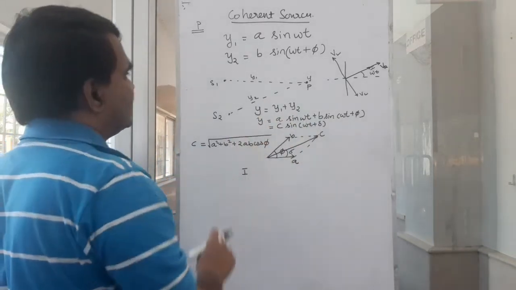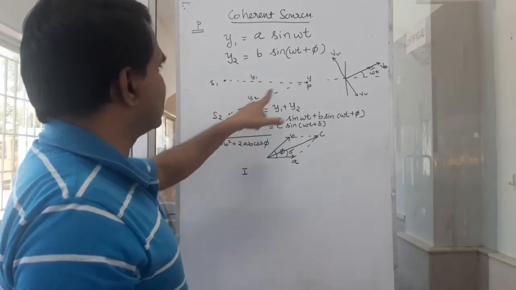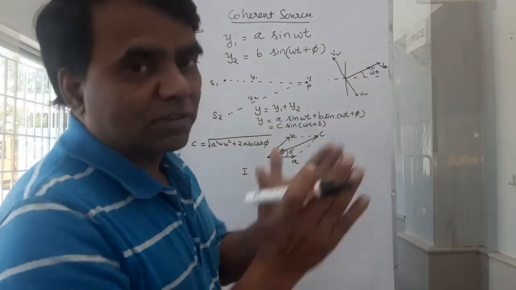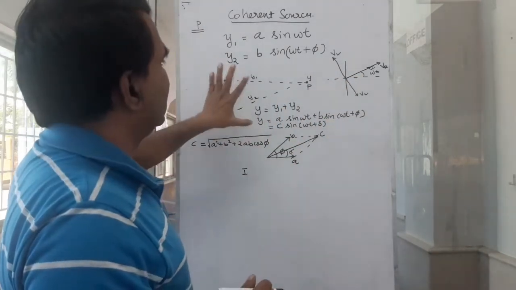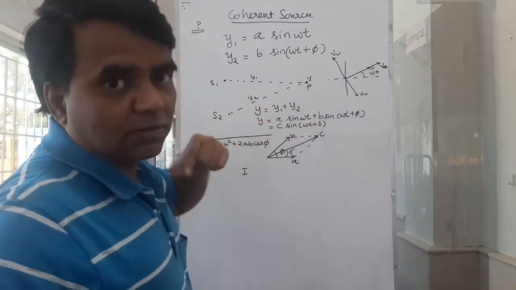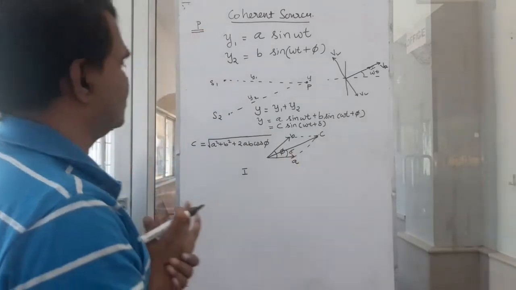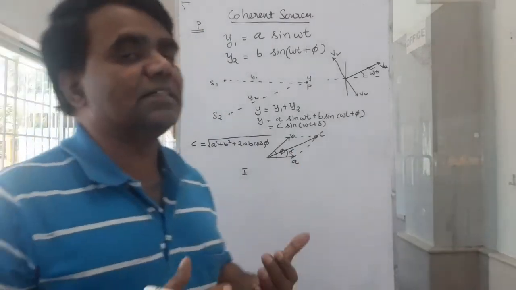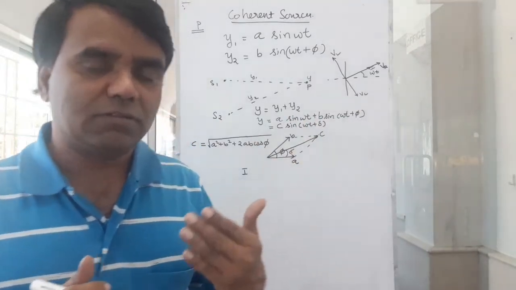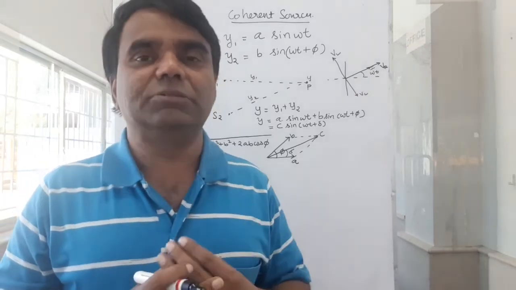Okay. And I1 is the intensity due to S1, and I2 is the intensity due to S2. So how are they combined? What is the relationship between the resulting intensity and the source intensity? So we are trying to figure out now. Okay, so intensity, as I said, is power per area, but power is energy per time, so it all boils down to energy.